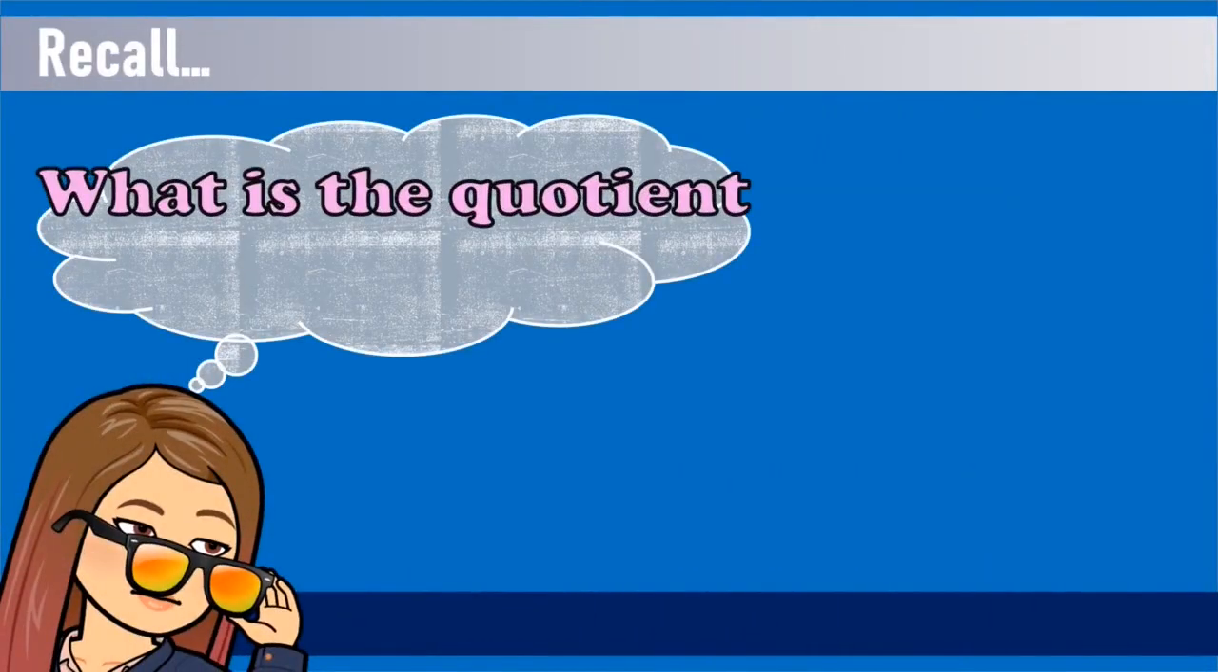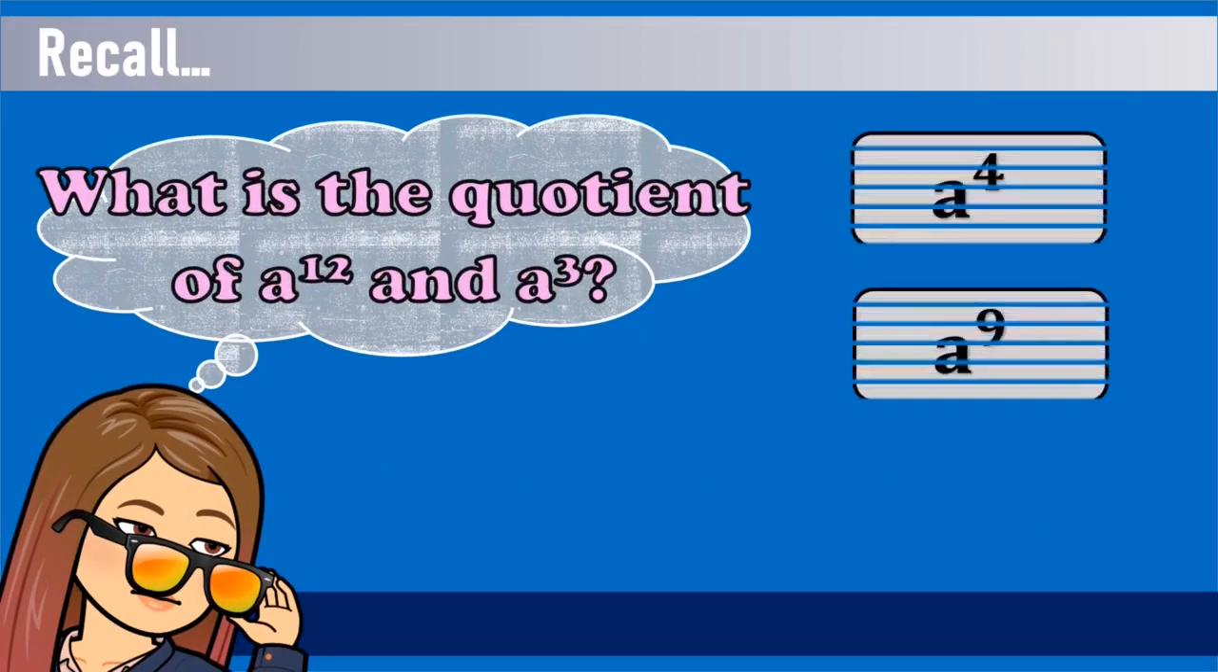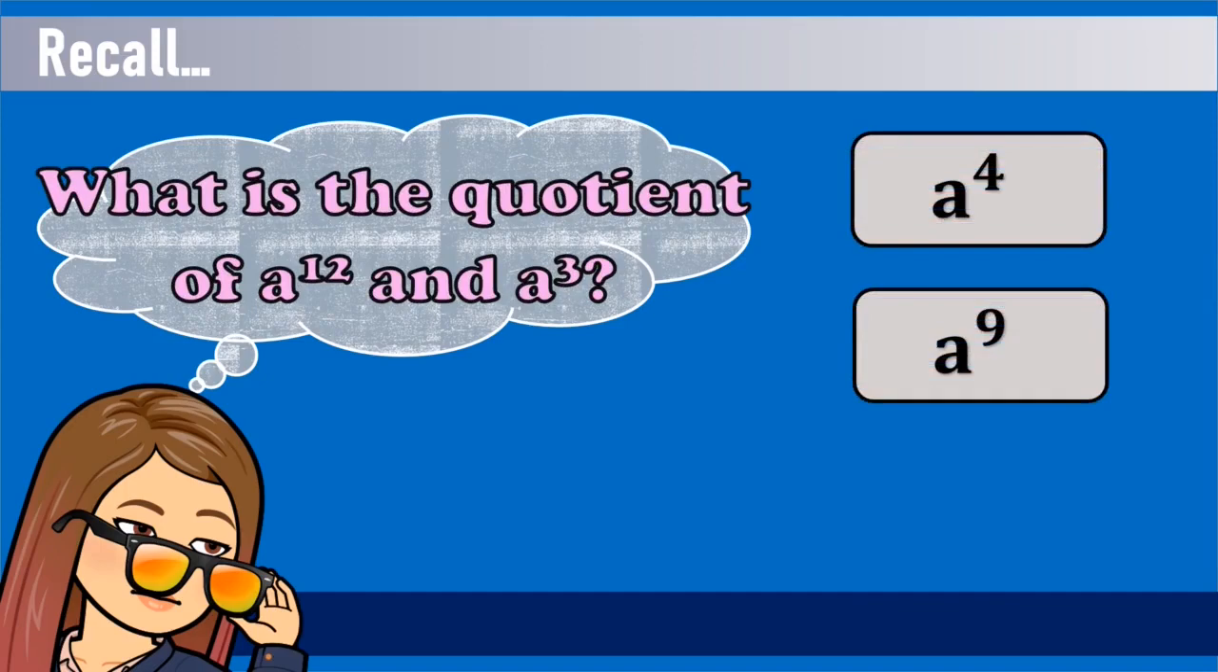Another one. What is the quotient of a to the power of 12 and a to the power of 3? You are given here two choices. Which do you think between these two is correct? Pause. Do you have the answer now? Correct. It's a to the power of 9. Now, why do you think so?